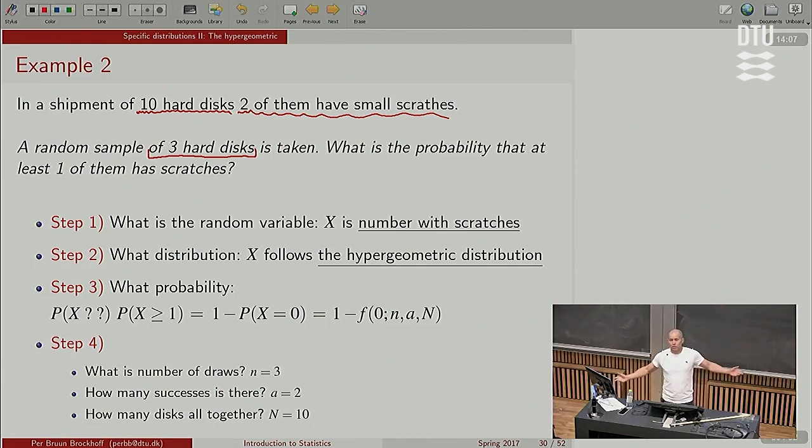So the binomial doesn't work. You take one at a time without replacement, right? Which is the same as taking a handful at random, sort of simultaneously. If it was small balls in a bowl, you could take a handful of 3 like that. That's also without replacement, right?